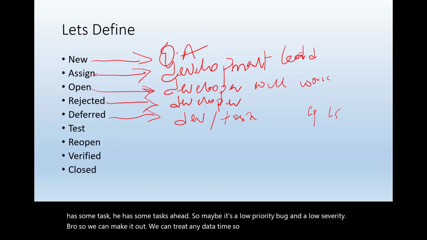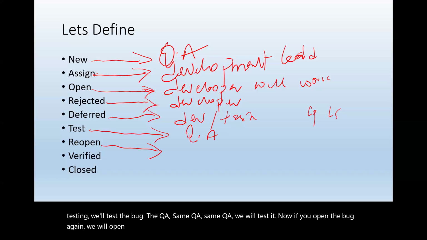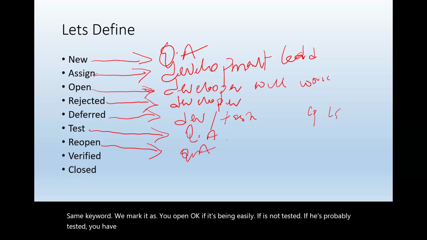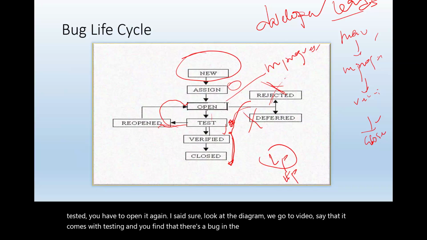So now we'll test it again. It comes to testing. The QA, the same QA, will test the bug. Now we will open the bug again. The QA can reopen it. Same QA, we mark it as reopen if it's not properly tested. As I showed in the diagram, when it comes to testing and you find there's a bug in the system again, you reopen the bug.